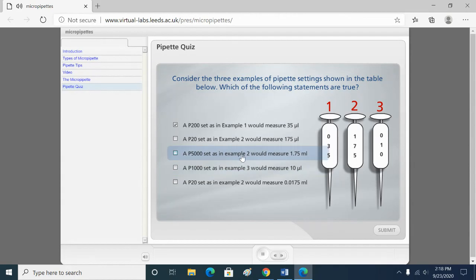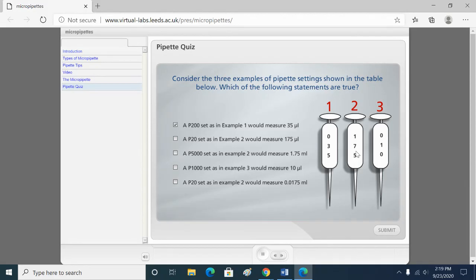If you have a P5000 set, as in this example, is 175 1.75 milliliters? If this is a P5000, how many microliters is 1.75 milliliters? 1,750. Right, so 1,750. If this is a P5000, again, what would the maximum setting be?